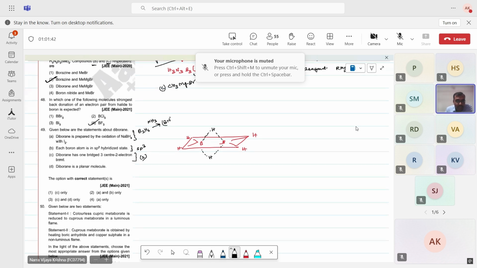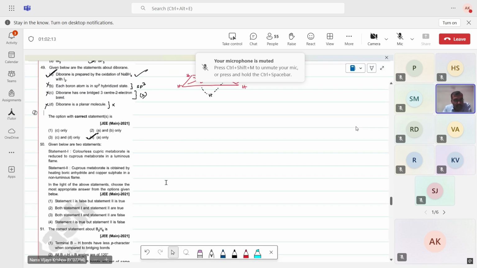Answer should be A. Accepted or not? So only option A is correct. Remaining all are wrong. Correct? Then, is this one done or not?